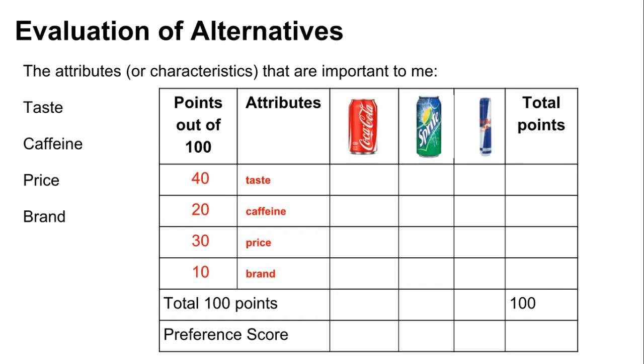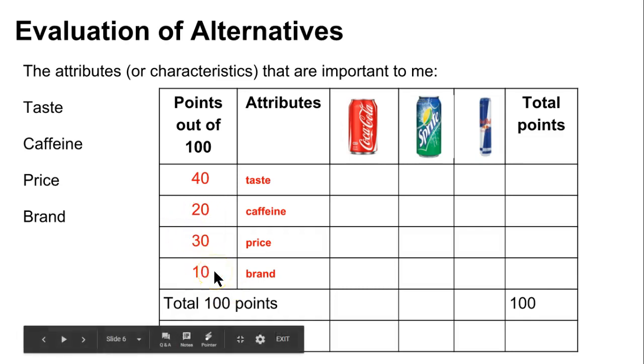Then I want to allocate the points out of 100. For me at this time, most important is taste, so I give it 40 out of 100 points. Then actually price, because I only have 10 dirham. So price is really important for me, 30 out of 100. I really need some caffeine, so caffeine is the 3rd most important attribute for me at this time, 20 out of 100. Brand is also a little bit important. There are some weird brands in there that I don't recognize, and I don't even consider those.